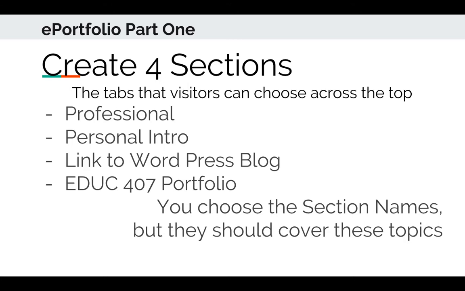So ePortfolio Part 1, we're going to be using Digication. That is required by the university for this assignment. I have information on how to use Digication on Blackboard. You're going to create 4 sections. Those are what normally would be called pages, and they're the areas that go across the top as tabs. You can call these what you want, but they should cover these topics: a professional section, a personal introduction, a link to your WordPress blog, and an Education 407 portfolio section.